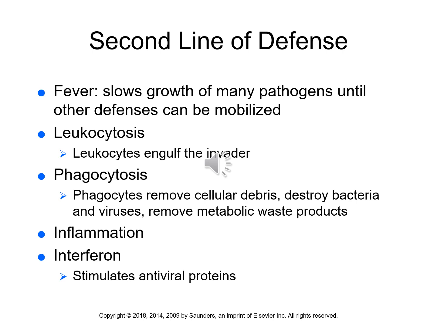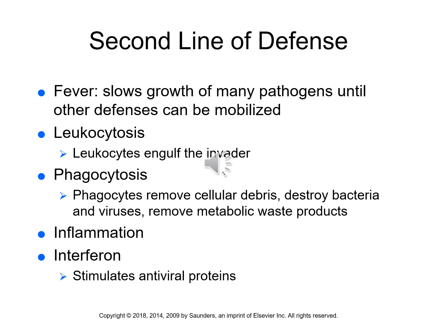Leukocytosis is another second line of defense that the body has. That's when your white blood cells increase. The white blood cells travel through the capillary walls into the tissue where the pathogens are located, and they engulf the invader, the area that's invading the body with pathogens.